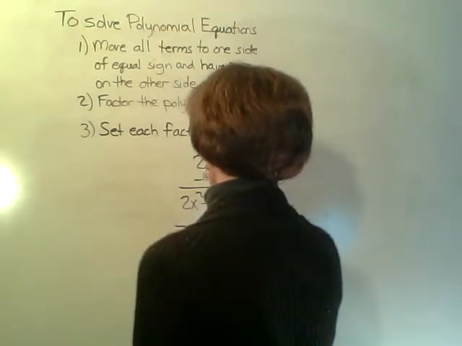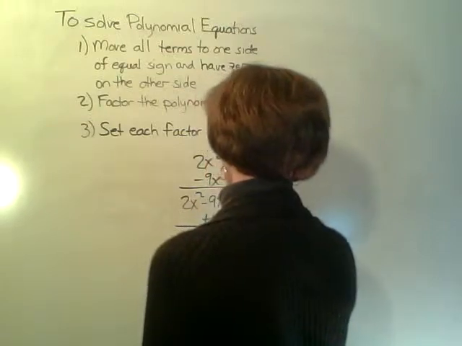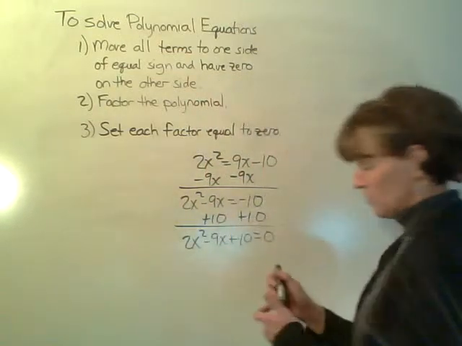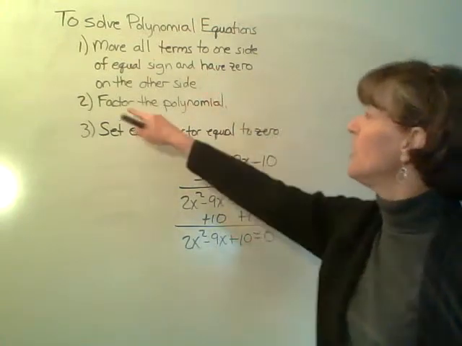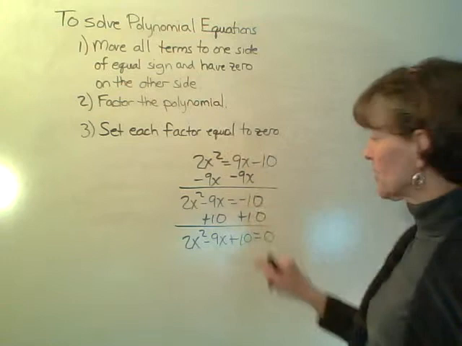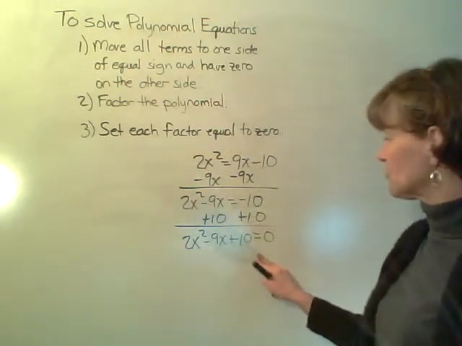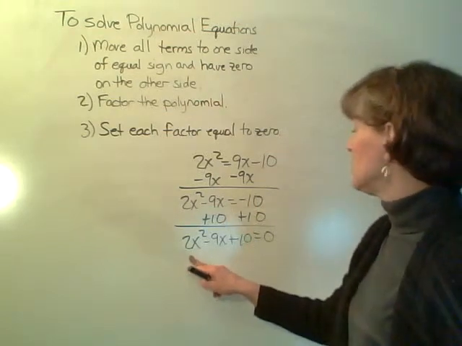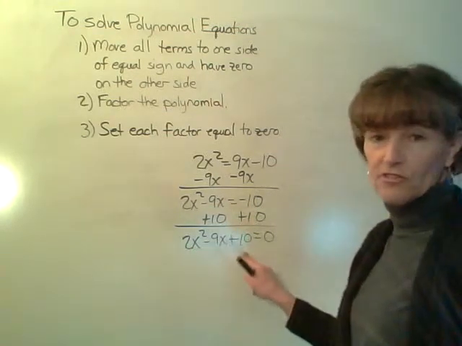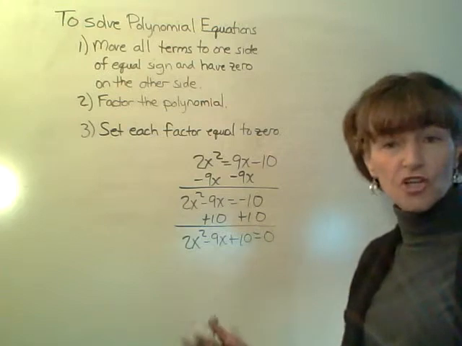and I get 2x squared minus 9x plus 10 equals 0. All right, now my polynomial is set up to solve. I need to factor my polynomial. I can't take out a greatest common factor. It is a trinomial. The leading coefficient is not 1. These are not perfect squares, so it is not a perfect square trinomial, so it's just a generic trinomial.